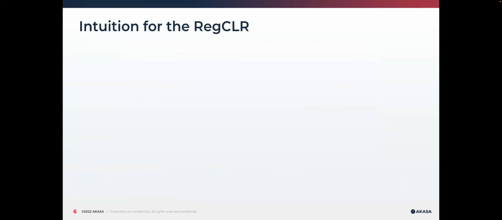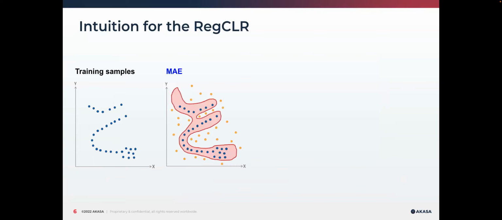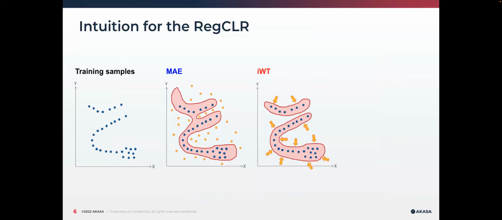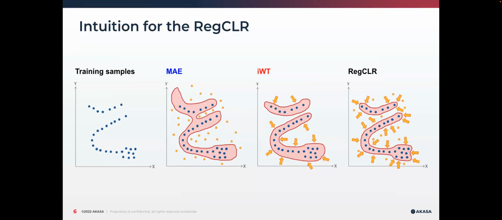Here, I want to provide more conceptual explanations for why RegCLR works in 2 dimensions. Assume we have a set of training samples in blue dots. MAE typically places masked images in yellow dots and finds the boundary between blue and yellow dots. IWT, on the other hand, uses a regularizer term to shrink the boundary. However, RegCLR combines MAE and IWT simultaneously to learn the boundary more efficiently and effectively.